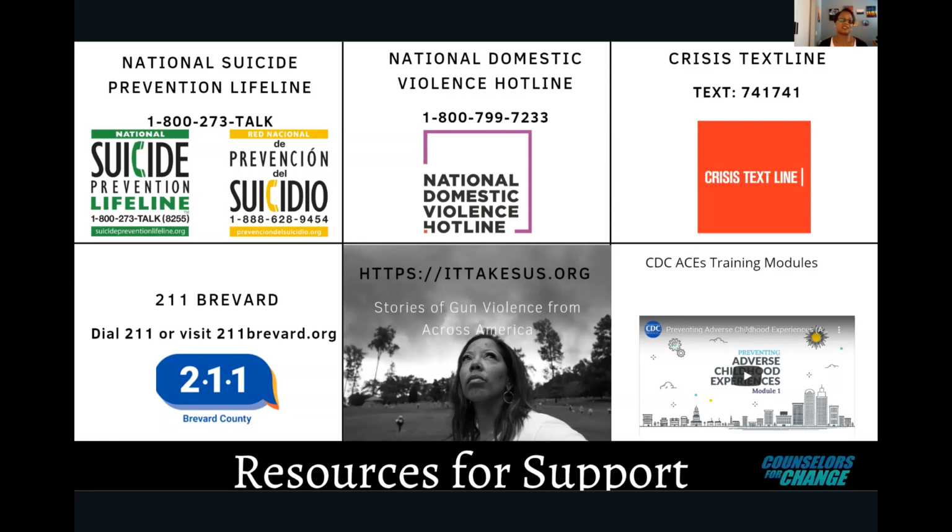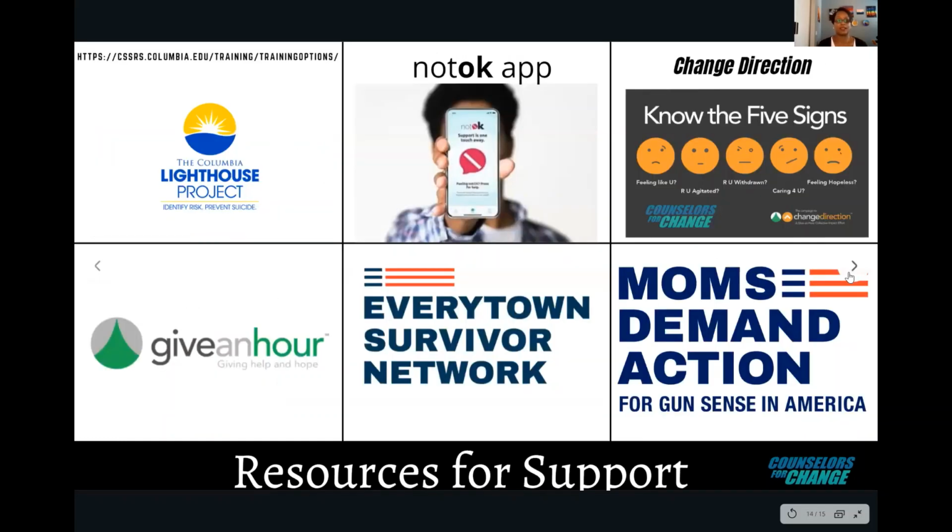There's the text crisis line. So maybe you're not quite ready to have a verbal conversation, but you can send a text and somebody will be on the other end and will respond to you. 211 Brevard is here locally. You can dial that and get resources that are specific to our area. There are other websites and trainings that you can go to just to familiarize yourself with the effects of trauma, with the resources, with how to adopt healthier ways to cope and respond. And Given Hour, if you haven't heard of, is also another amazing resource where they offer complementary therapy to people who need it.